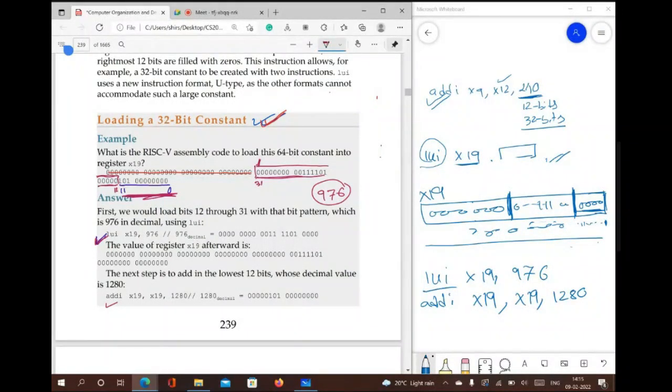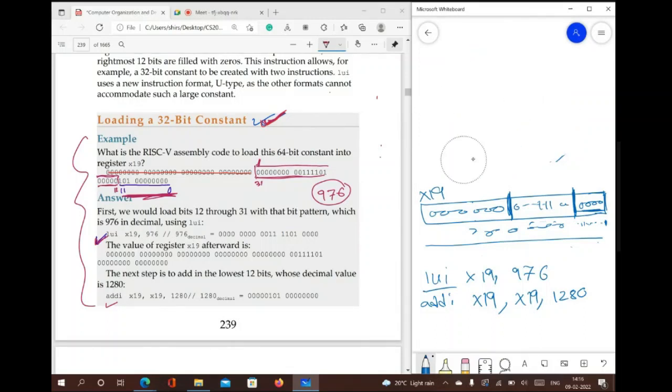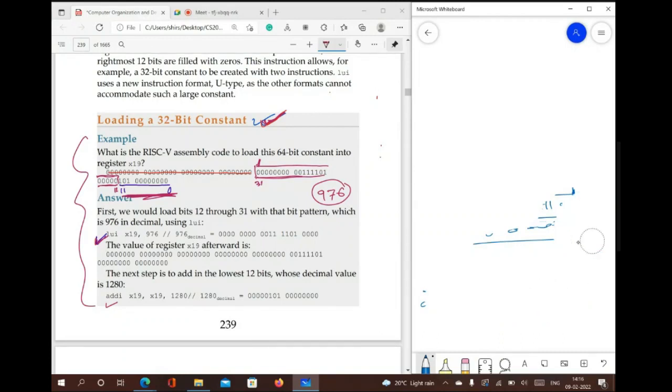So this section is saying how you can load a 32-bit constant. But the next question is how you can load a 64-bit constant. That is not given in this book, and I'll also not discuss it. Try to do it yourself, using the LUI instruction and all the instructions discussed in this class. Every register is actually 64 bits long, so technically it should accommodate a 64-bit constant, but the combination of LUI and addi only loads a 32-bit constant. So how can you load a 64-bit constant? Try it yourself.